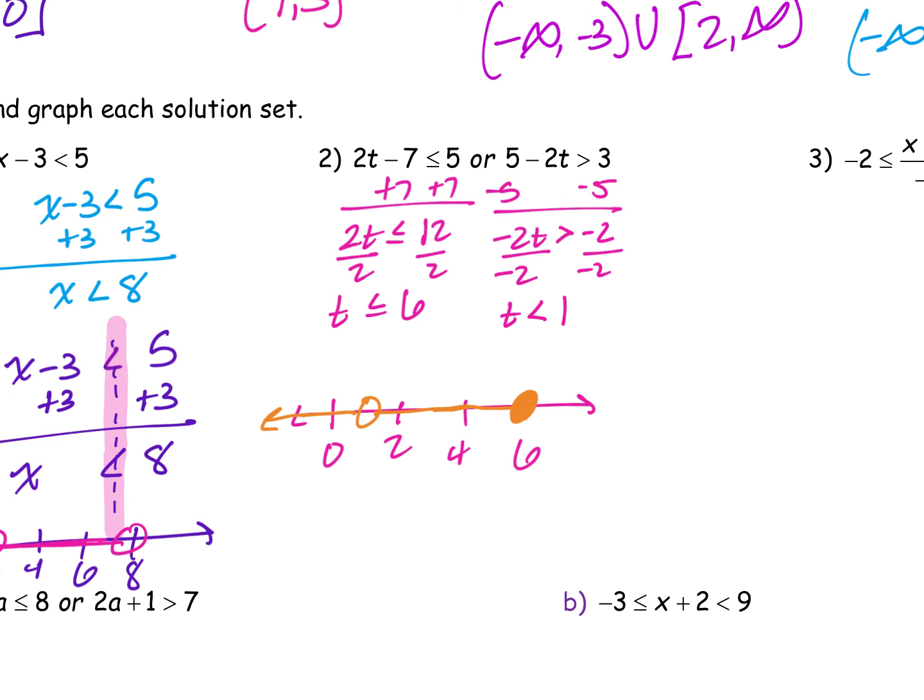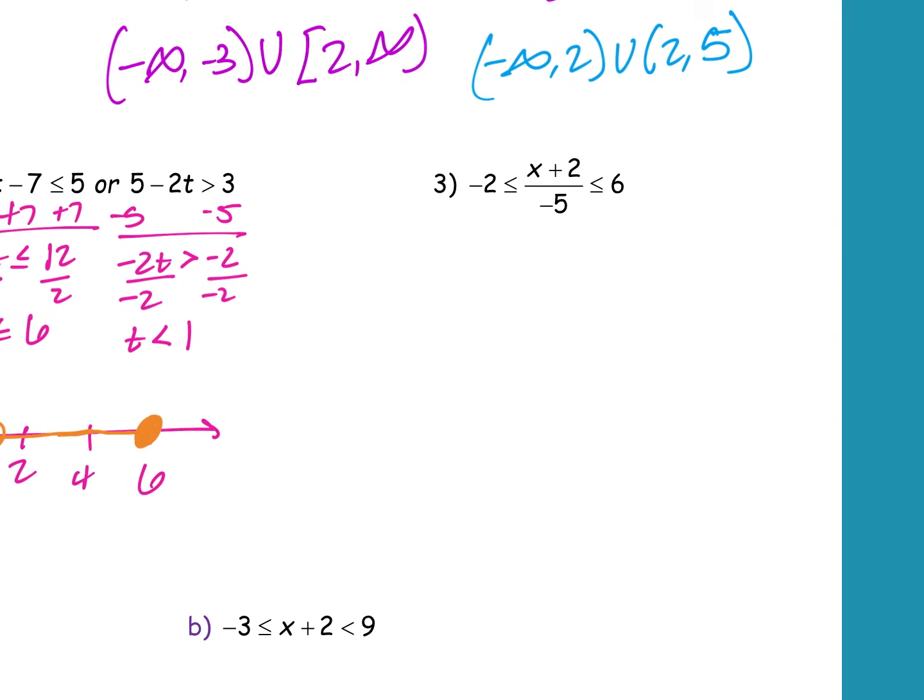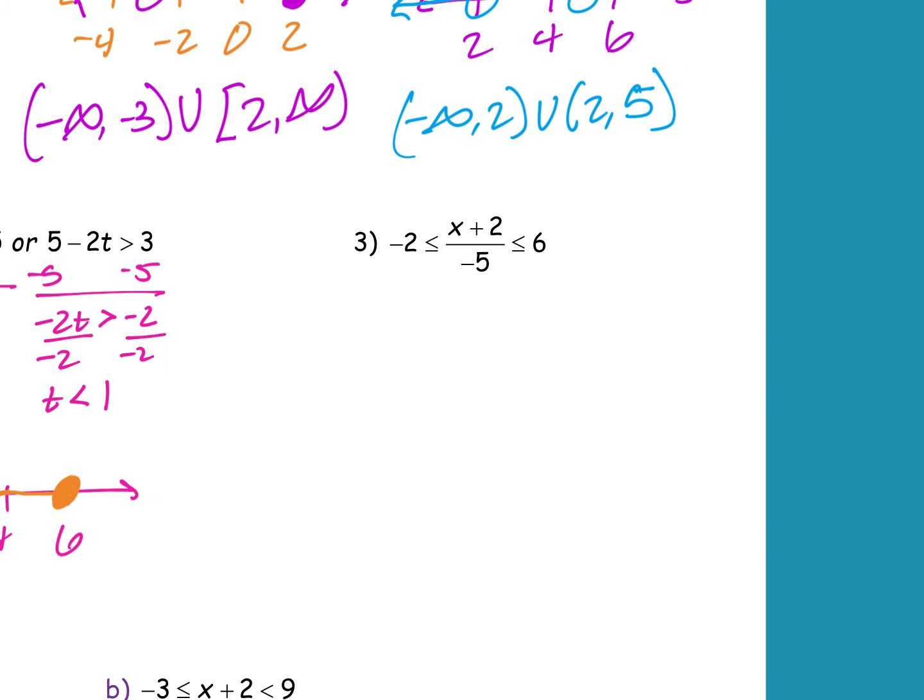Okay, so on number 3, I'm just going to do it as is instead of writing it as the 2 separate equations, but if you feel you need to, they would be negative 2 is less than or equal to x plus 2 divided by negative 5, and x plus 2 divided by negative 5 is less than or equal to 6, right? So those are my 2 equations. So I have my 2 columns here. And what do I need to do first? Multiply by negative 5. Beautiful. So I'm going to multiply by negative 5 there, there, and there.